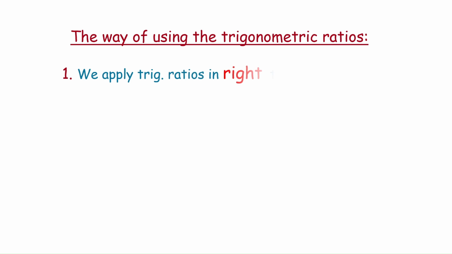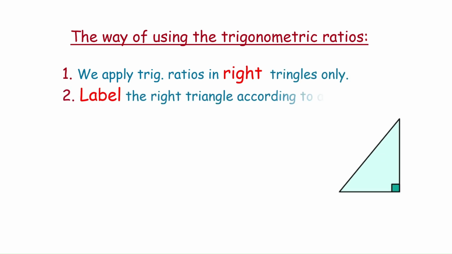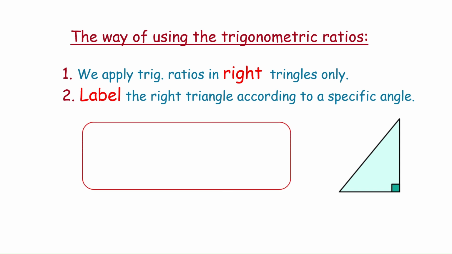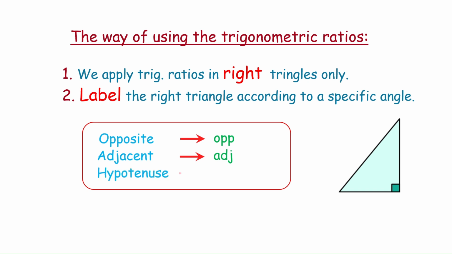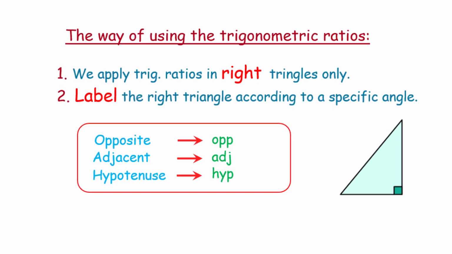Now, let's learn the way of using the trigonometric ratios in a right triangle. We apply trigonometric ratios only in right triangles. We label the right triangle according to a specific angle. Opposite or OP as abbreviation. Adjacent or ADJ. And hypotenuse or hype. We are going to learn how to label a right triangle using these words.